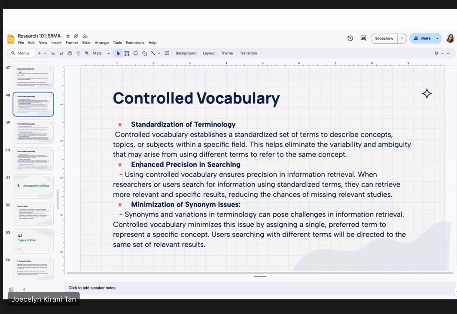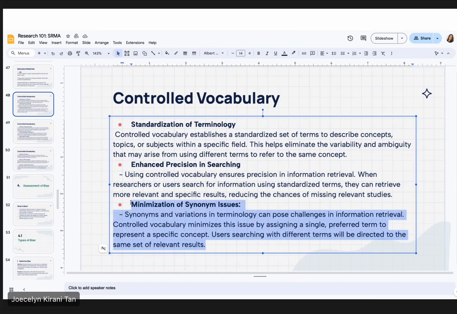Okay, and then we have enhanced precision in searching. Using controlled vocabulary ensures precision in information retrieval. When researchers search for information using standardized terms, they can retrieve more relevant and specific results, reducing the chances of missing relevant studies. So again, if you use the standardized terminology, you're more likely to have a more precise search. Minimization of synonym issues. Synonyms and variations in terminology can pose challenges in information retrieval. Controlled vocabulary minimizes this issue by assigning a single preferred term to represent a specific concept. Users searching with different terms will be directed to the same set of relevant results. So again, this is like what I mentioned about the MeSH terms. These databases know if you use a certain term, they know specifically what you're looking for. And I'll give you guys an example afterwards as well.